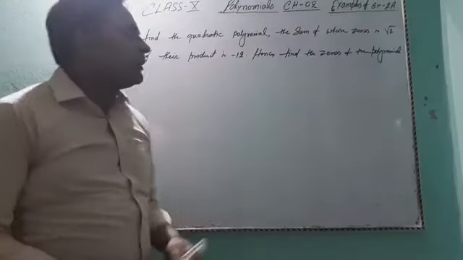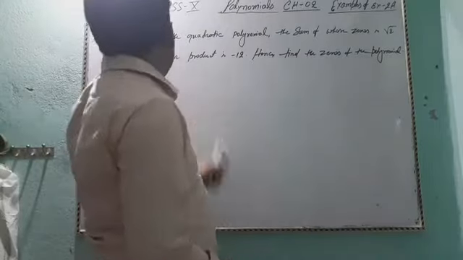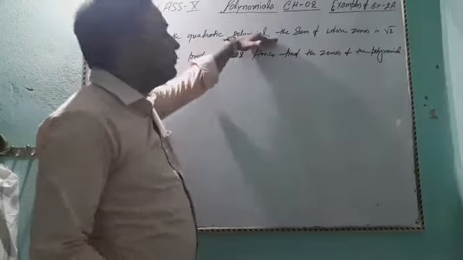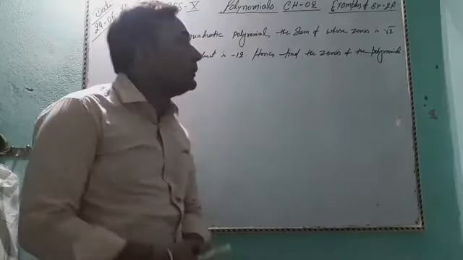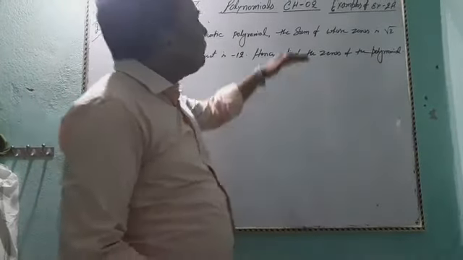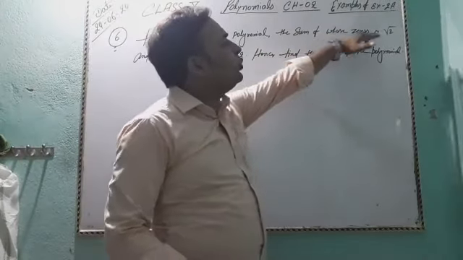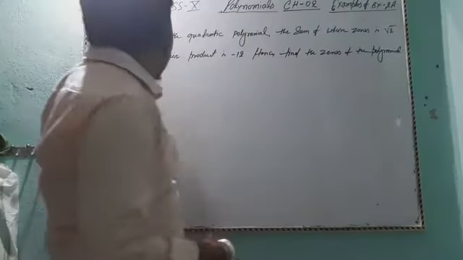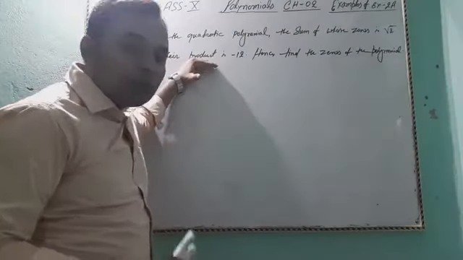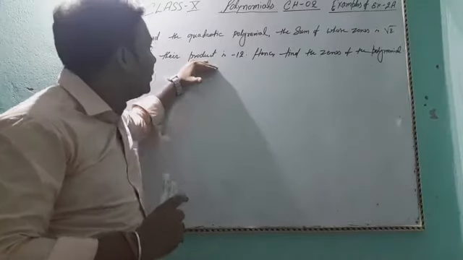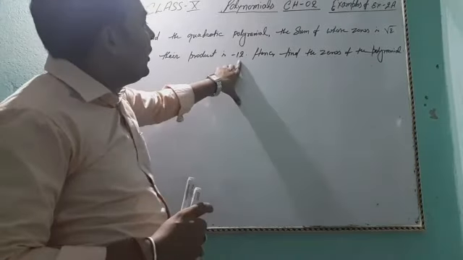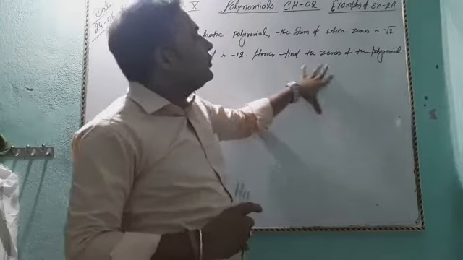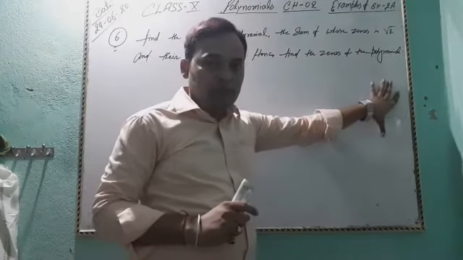Students, our next example is example number 6. Find the quadratic polynomial, the sum of whose zeros is √2 and their product, it means product of the zeros, is minus 12. Hence find the zeros of the polynomial.